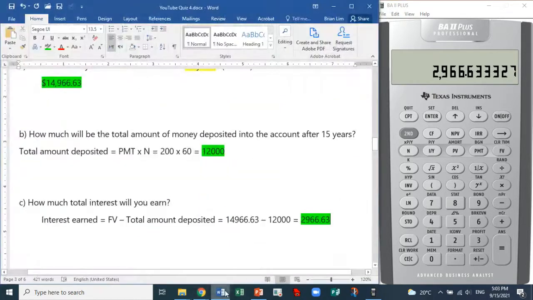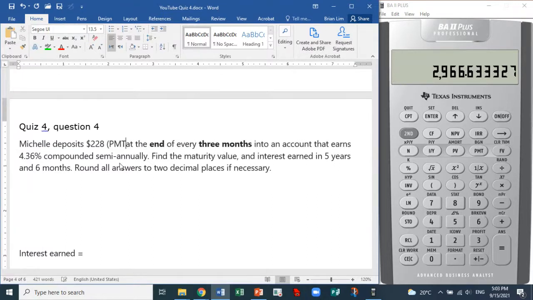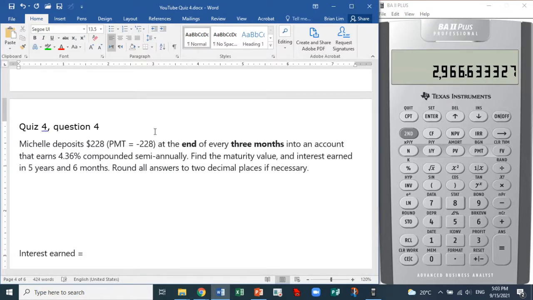That has also been copied, so we will go down and find question number 4. Deposit $228 at the end of every 3 months into an account that earns 4.36% compounded semi-annually. This amount here is the deposit, so that's a payment, equal to, let's put, negative 228. At the end of every 3 months. End is important. You will see how that plays a role later because you could have deposits at the beginning.